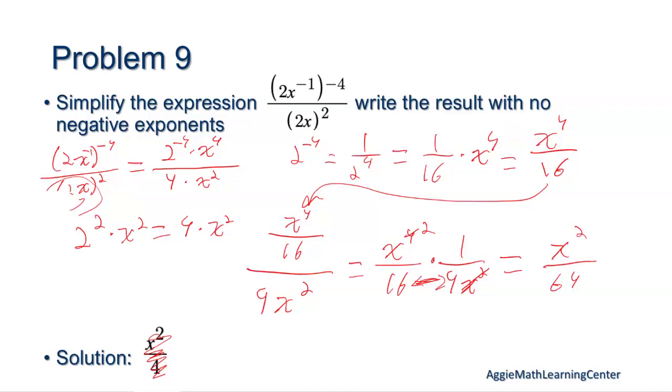You guys have any questions on that? Does that make sense? So that's the right answer. Yeah, the correct answer is x squared over 64. Oh, okay. I don't know how they got x squared over 4, but yeah.